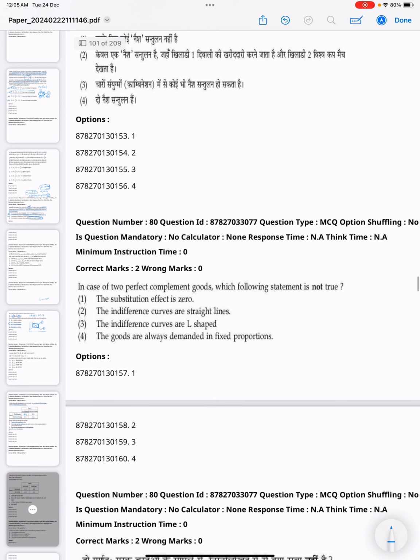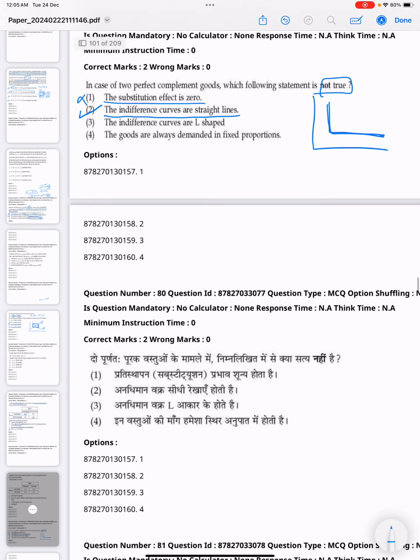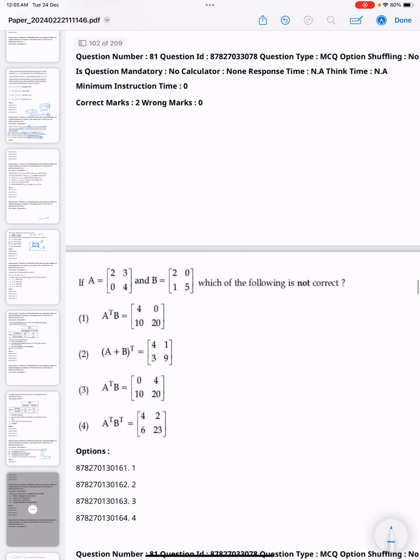In case of two perfect complements, which statement is not true? The substitution effect is 0. The indifference curves are straight lines. The indifference curves are not straight lines, they are L-shaped curves in case of perfect complements. So this is wrong. Okay, moving to the next question.